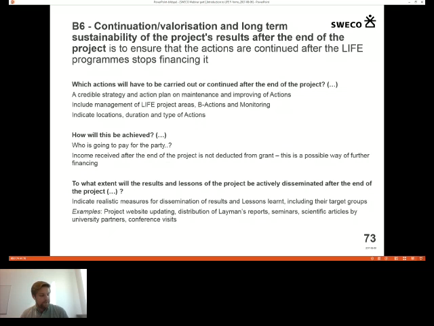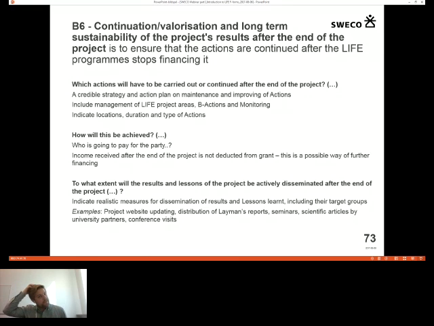It's only a maximum of 5,000, and it's 3 questions. So the first question is, which actions will have to be carried out or continued after the end of the project? And then it says, please list such project actions indicating the reference and title. So these do not need to be, obviously, the equipment or the technology that you have installed. It's a clear advantage if this technology stays in place and continues to work, as well as the management of the action area.